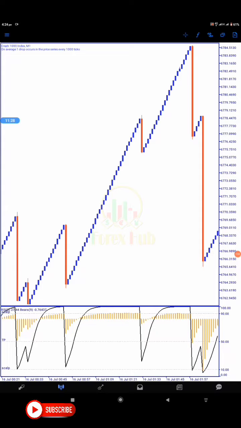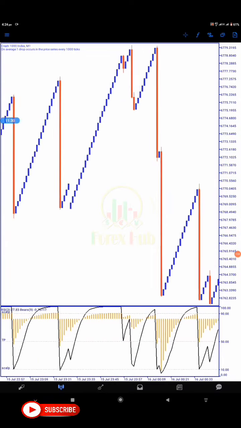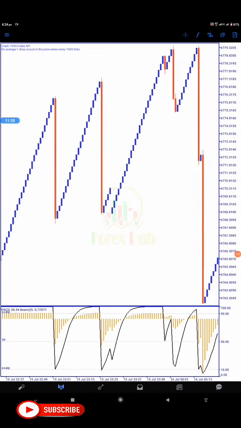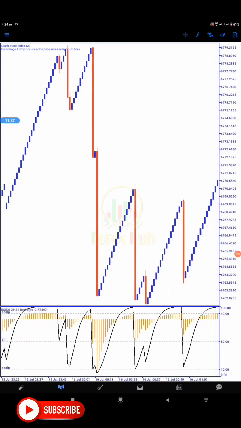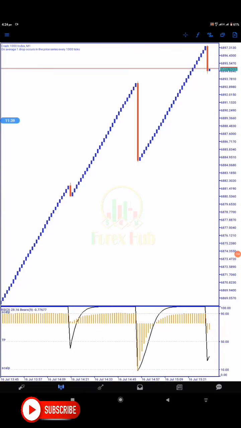That's the most insane thing about this indicator, guys. So always try this out on your demo. Okay, so right now, without further ado, let me show you guys what type of indicator these are.